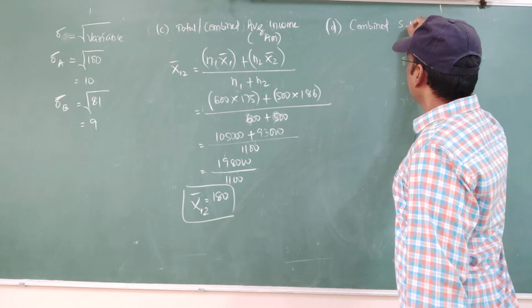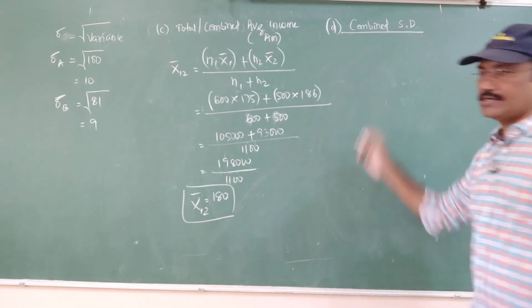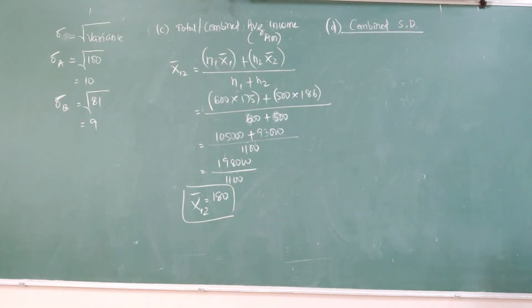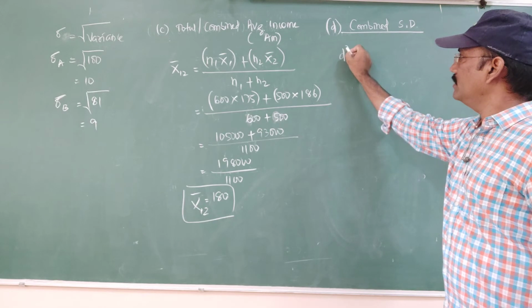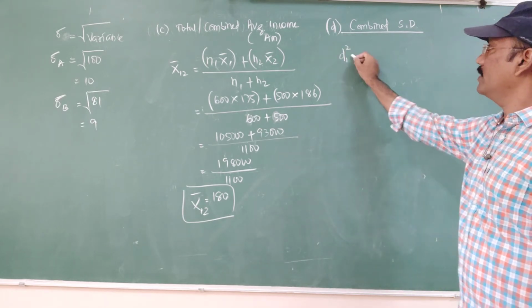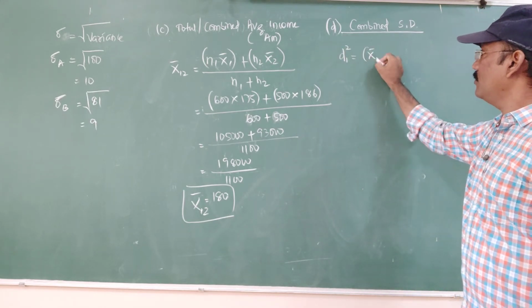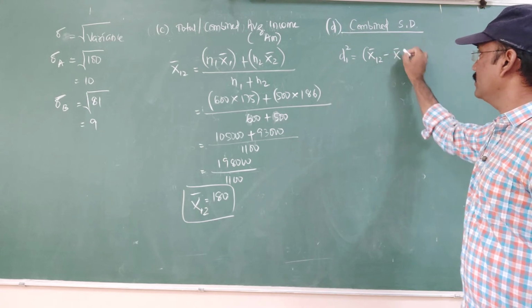Combined standard deviation. Before I write the formula, I will show you some of the variables. What do you have to find? You need to find the first D1 square. What is D1 square? It is (X bar 1 2 minus X bar 1) whole square.